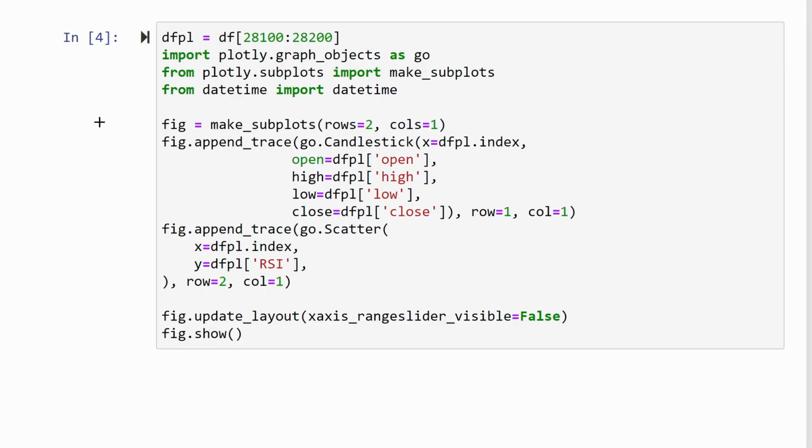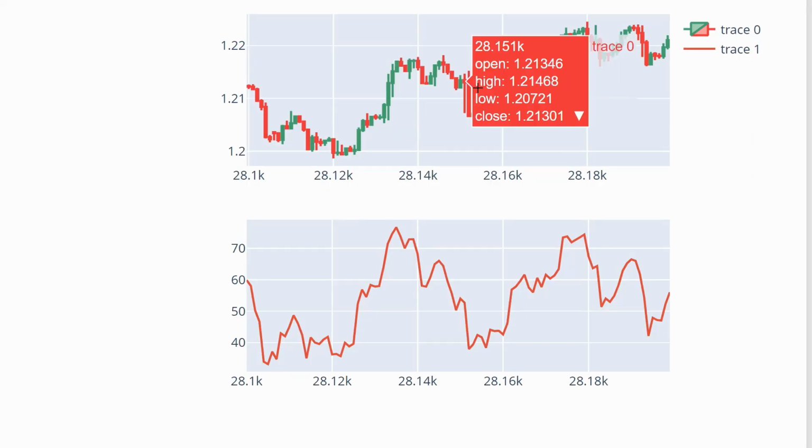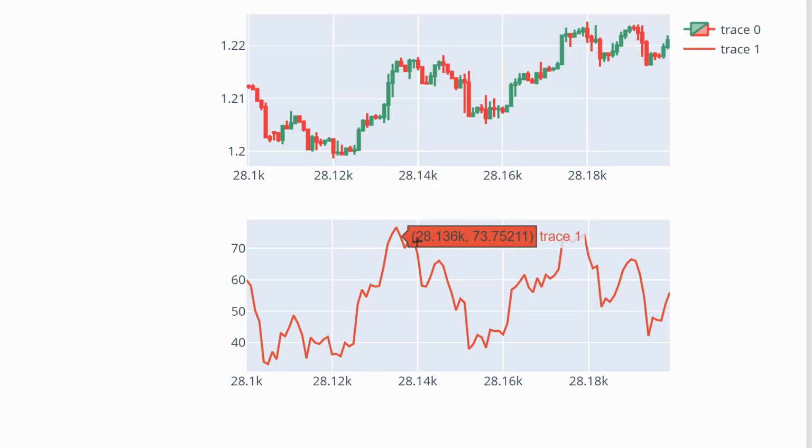Then I will try to plot a random slice of my data with the RSI. These are our candles. This is our price movement, and this is the RSI. And we can see that the values are reasonable, in the sense that when the price is going down, we have a low value of RSI. And when we have an uptrend of the candles, we have a rise in the RSI values.